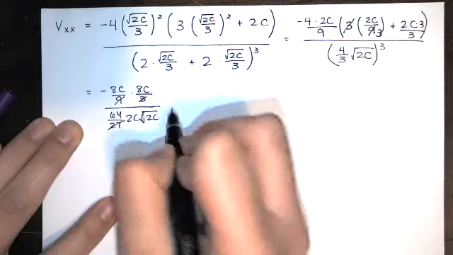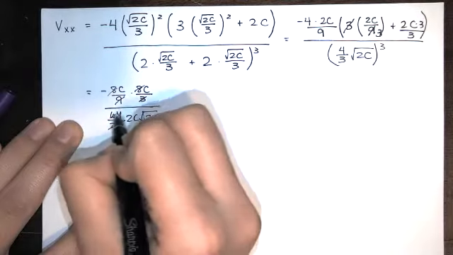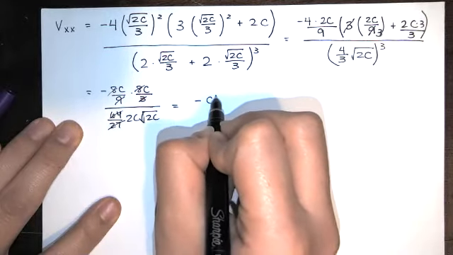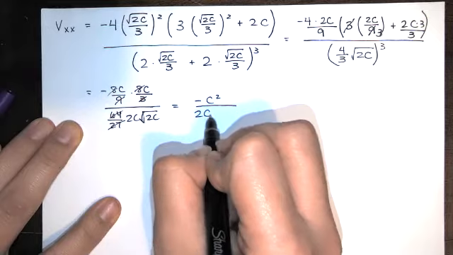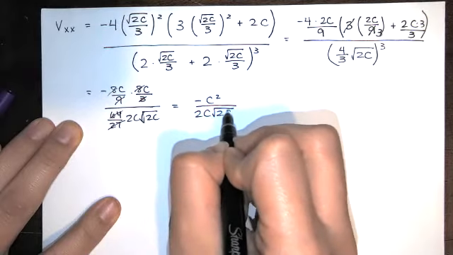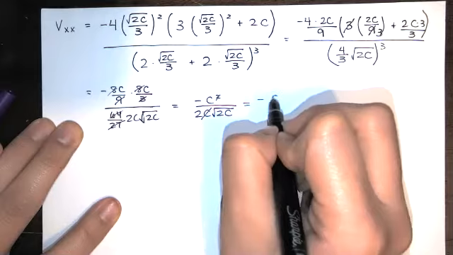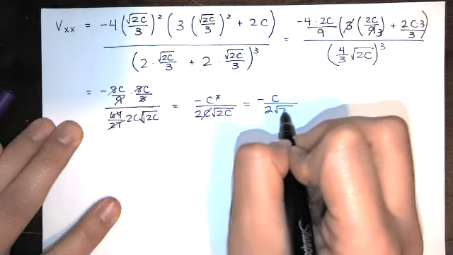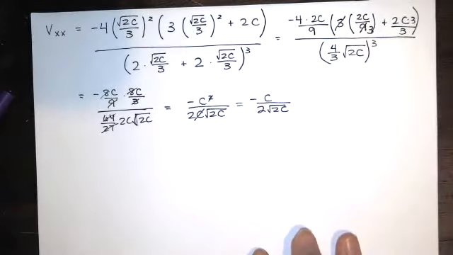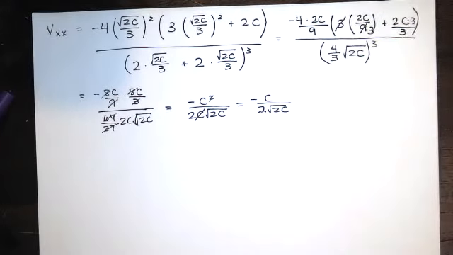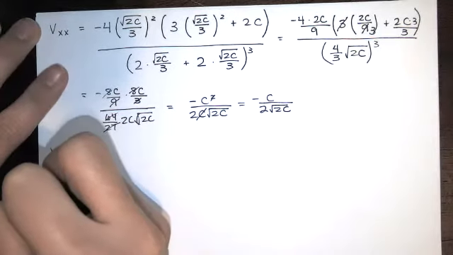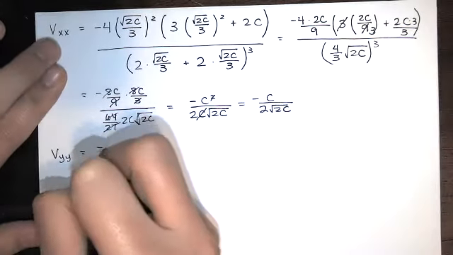27's reduce. 8 times 8 is actually 64. So we end up with negative c squared over 2c times the square root of 2c. One of those will reduce. In any case, it's negative. That's what we need. We could simplify this further, but I think I'll leave it alone. By symmetry, this is also negative.